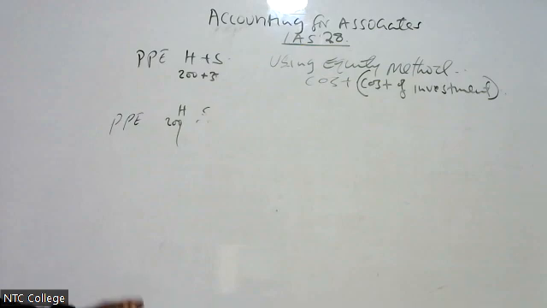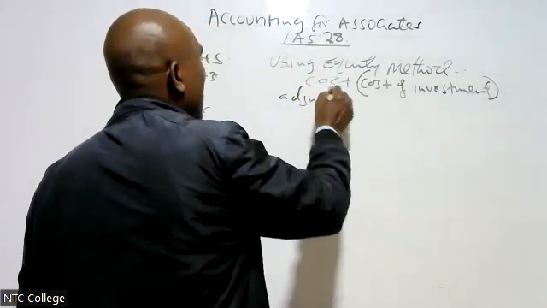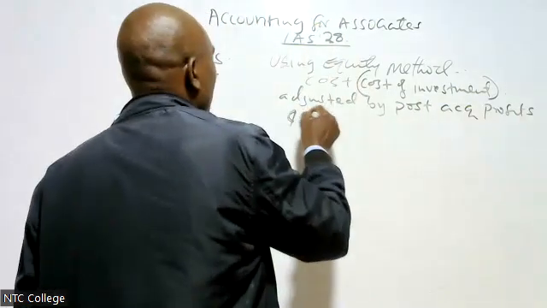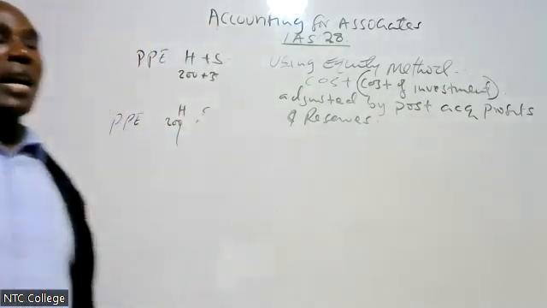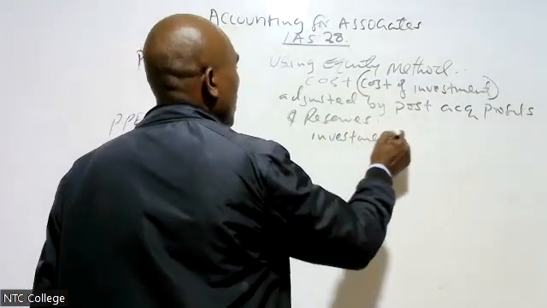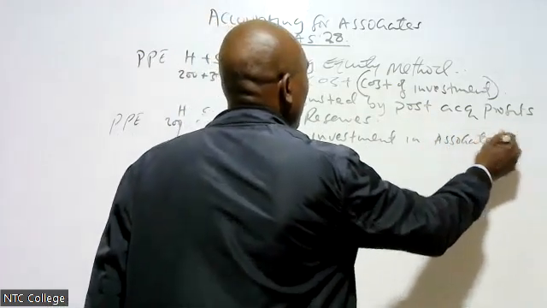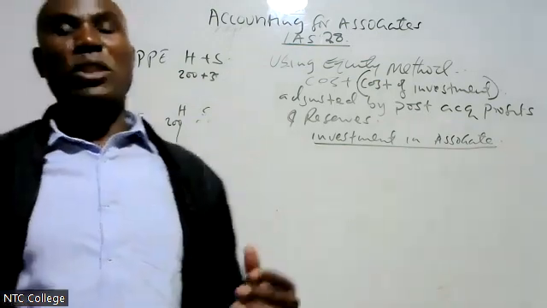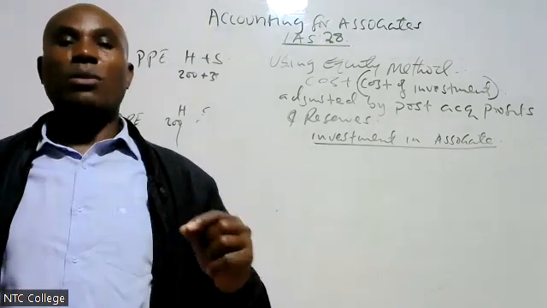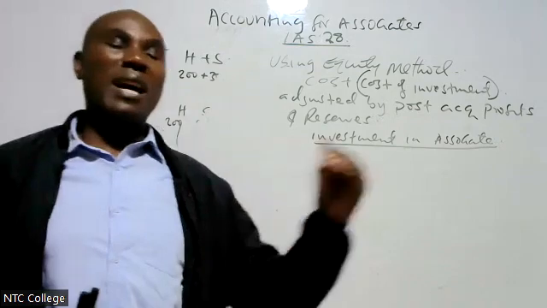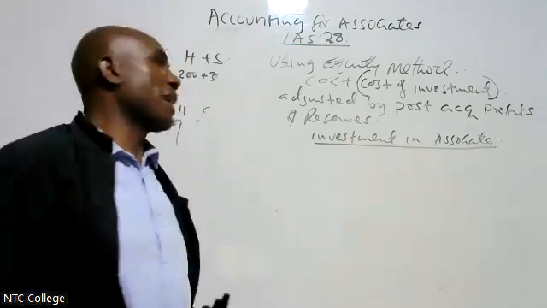Associates are recognized at cost, which is the cost of investment, adjusted by post-acquisition profits and reserves. How do we recognize an associate? We say investment in associate is recognized at cost, thereafter adjusted by post-acquisition profits and reserves. I already explained that post-acquisition profits are the profits after acquiring the company.